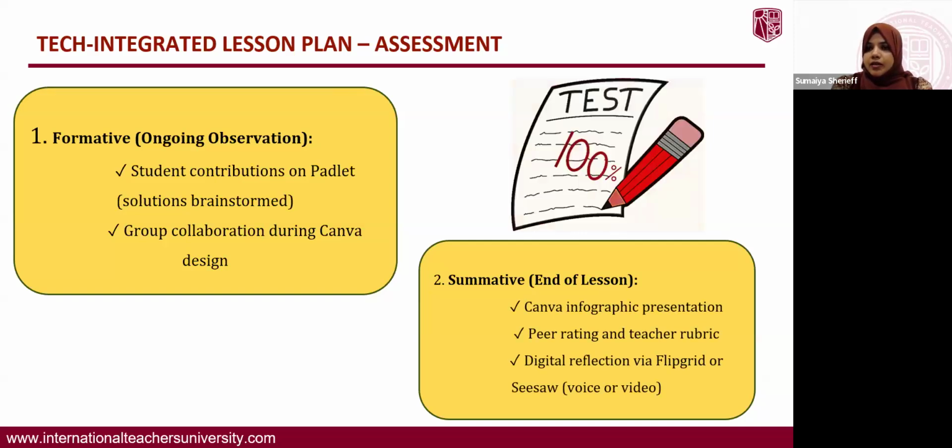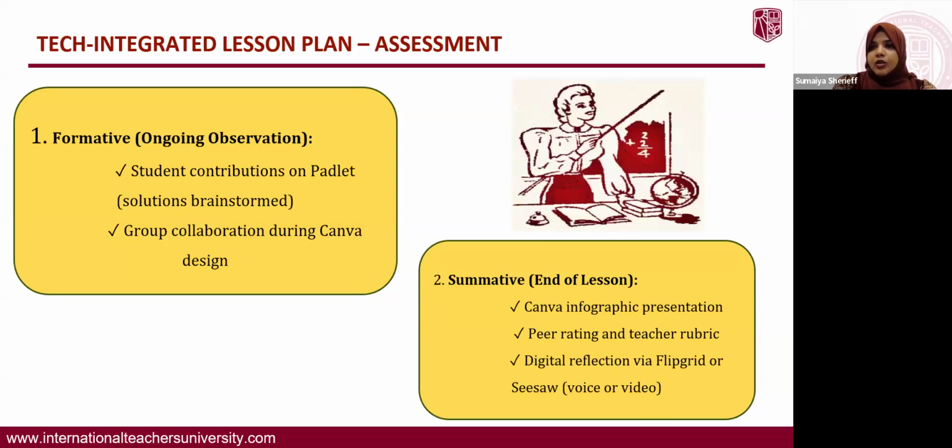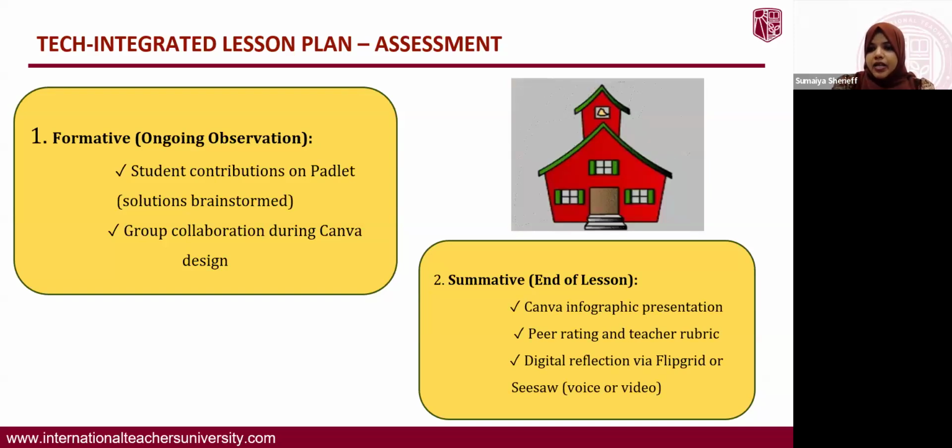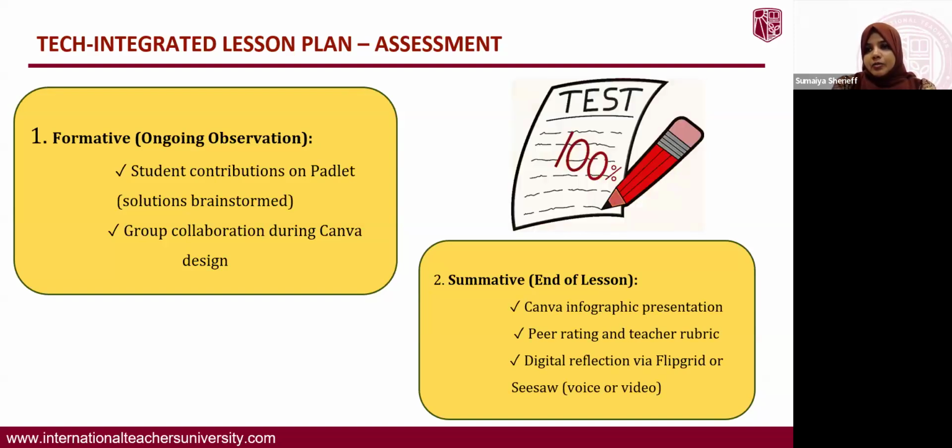Summative: at the end of the lesson, we can have them make a Canva infographic presentation on that particular topic. Peer rating: what kind of activity they did, how they are presenting it, how informative the class was. So we can give feedback accordingly. We can also give a digital reflection via Flipgrid or the Seesaw method, so voice recording or video or any other application we can use.